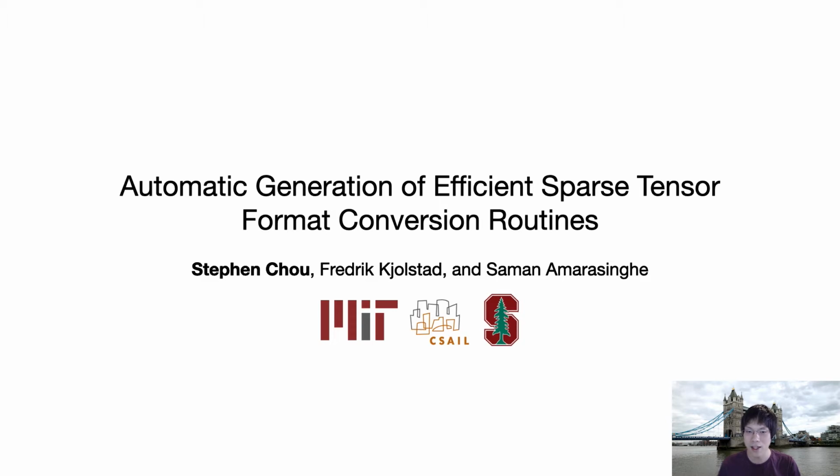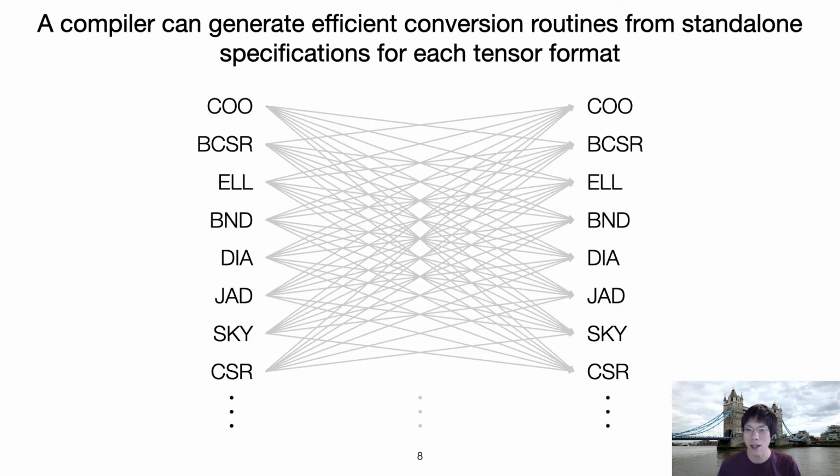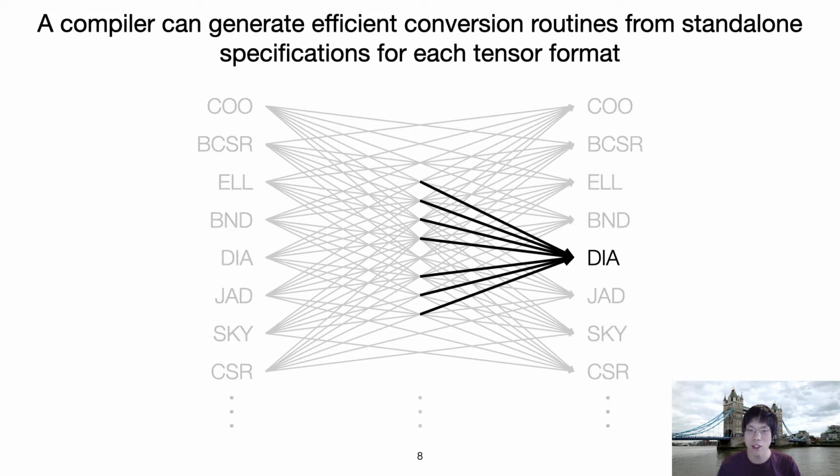At a high level, our idea is that instead of having developers implement complex code for every possible combination of source and target formats, we'll simply have them provide specifications that describe how to generate code for each source format and each target format individually. So to support conversions to a specific format, say dia, a programmer will have to specify how tensors can be efficiently assembled in that format. But as we'll see later, this is done in a way that's completely independent of the source format. So the same specifications can be reused to generate any conversion routine that converts the tensor to dia.